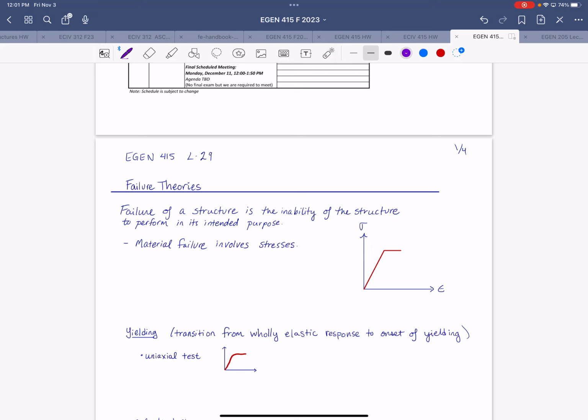Failure theories. Today we're going to be talking about failure theories. Some of you may already be familiar with the Tresca criteria and the von Mises criteria. So we'll be covering that today and talking about failure theories in general. And then next week we'll start applying the concept of failure to identifying failure mechanisms.